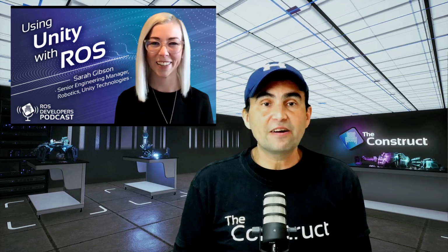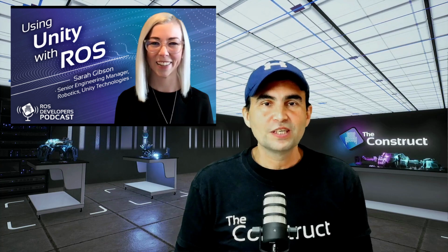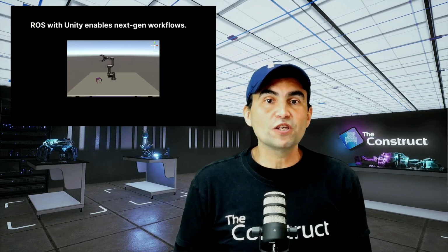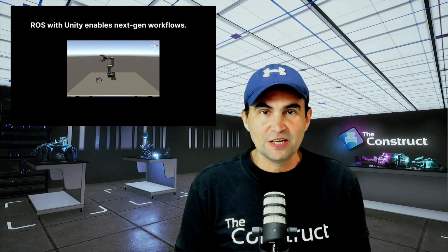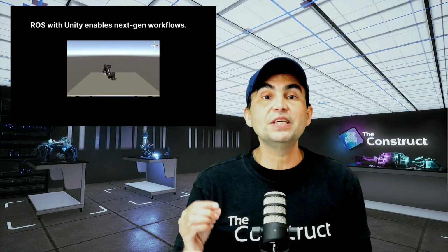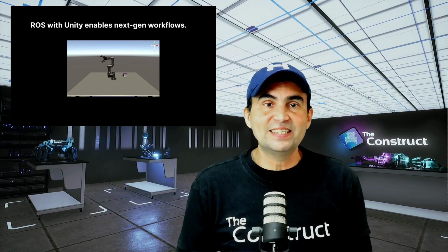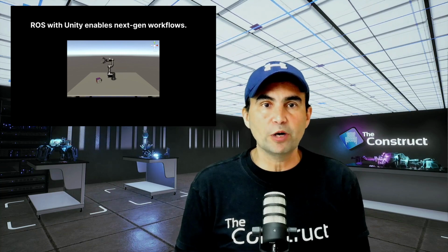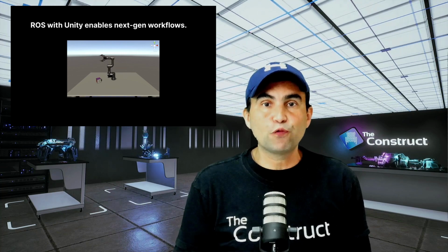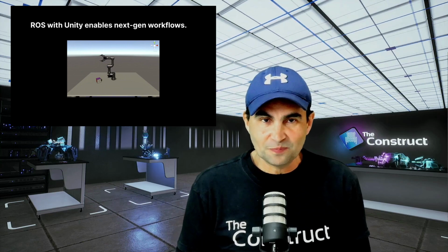Then in April, I interviewed Sarah Gibson about the release of Unity for ROS. Unity launched the Unity ROS set of packages to make ROS work with Unity simulations. The packages included ROS TCP Endpoint, ROS TCP Connector, and a Perception SDK aimed at the generation of training data for visual robotic systems. Packages for ROS 2 were also released a couple of months later.